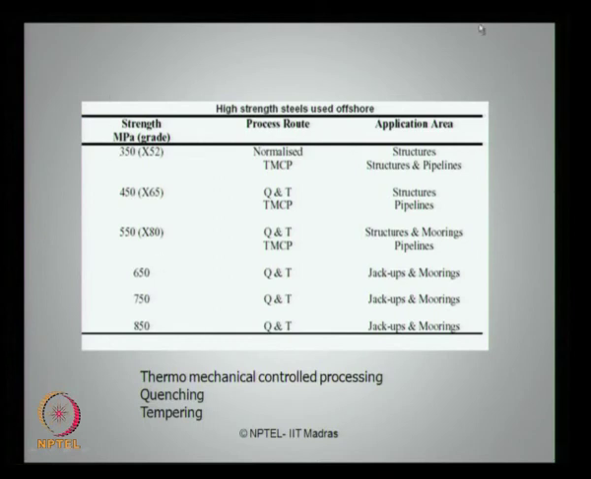So, it is a very interesting table which gives me the strength of steel, the process routing and the application areas. For example, 350 X52 is a normalized TMCP steel which is used for structures and pipelines. TMCP stands for thermomechanically controlled processing, Q stands for quenching and T stands for tempering. So, different strengths of steel as per the grades, depending upon the process routes and depending upon the application area, are shown in a summary here for the benefit of the readers. Thank you very much.